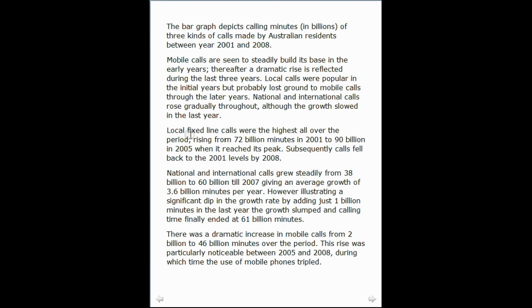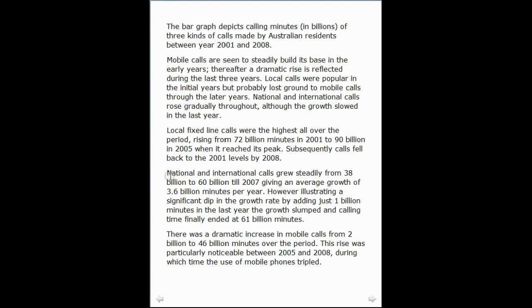First is the local fixed line group. Local fixed line calls were the highest all over the period, rising from 72 billion minutes in 2001 to 90 billion in 2005, when it reached its peak. Subsequently, calls fell back to 2001 levels by 2008.